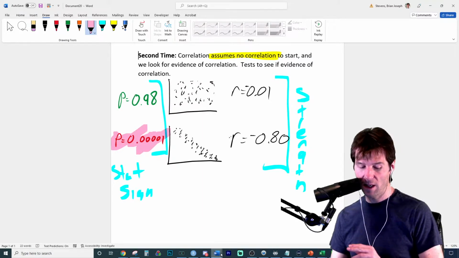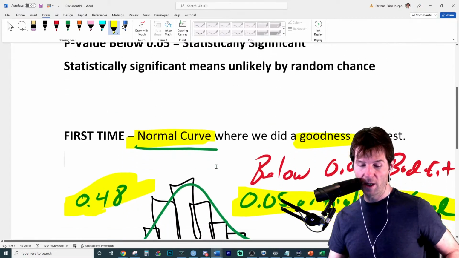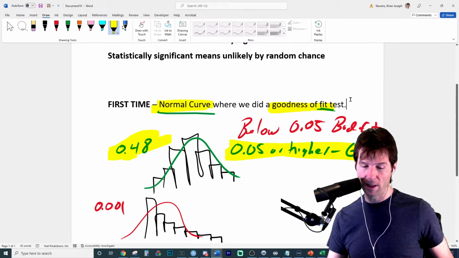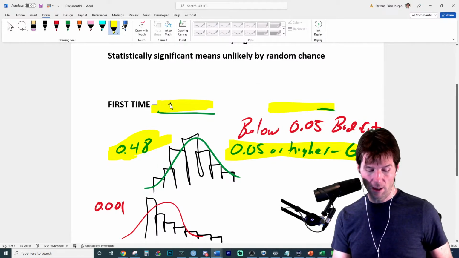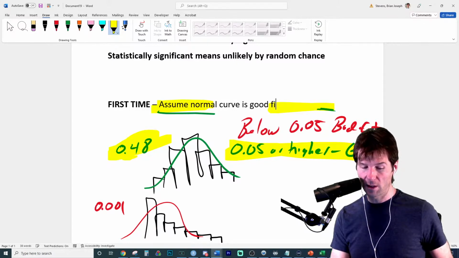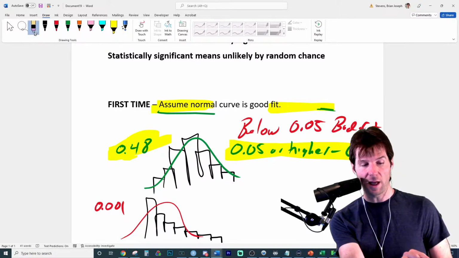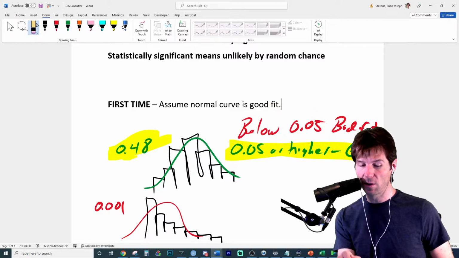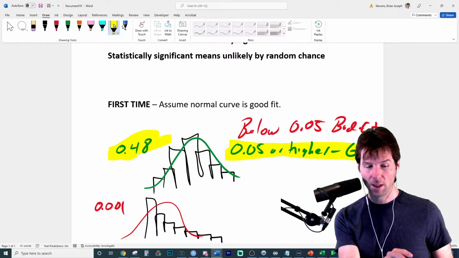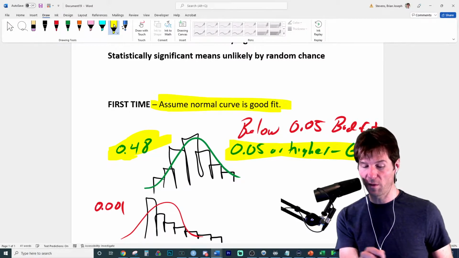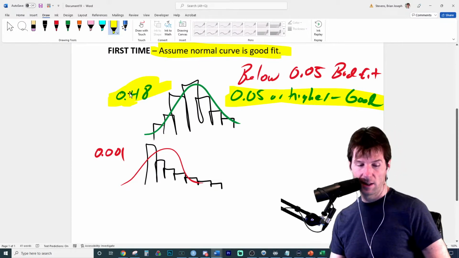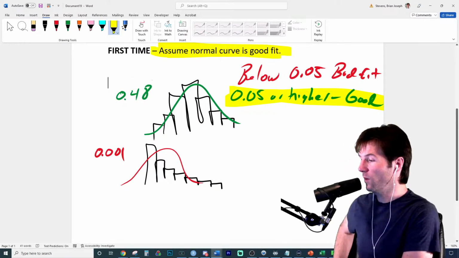Now, to go back and mention the other topic, what we assume right here is that the normal curve is a good fit. So we could add that right here: assume normal curve is good fit. So which of these looks like a likely result, the first or the second, if the normal curve is a good fit? If we assume the normal curve is a good fit, which of these looks like a likely result, the first or the second?